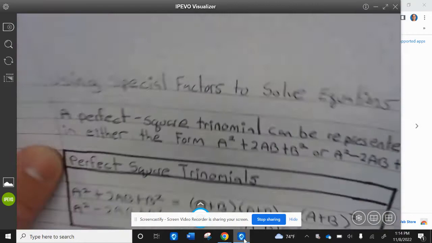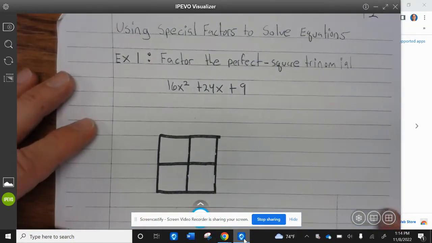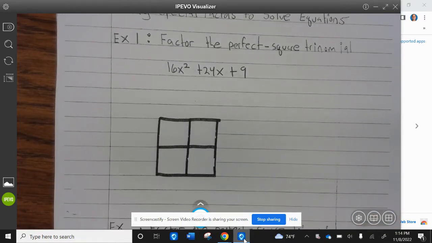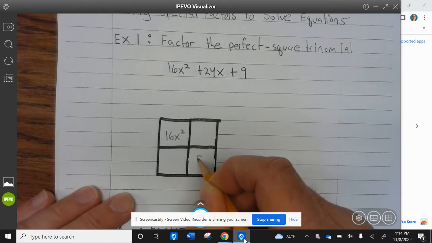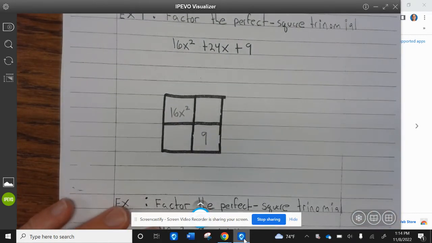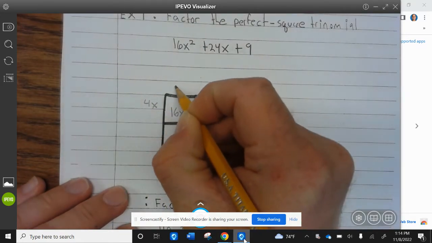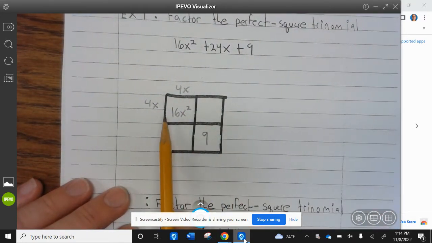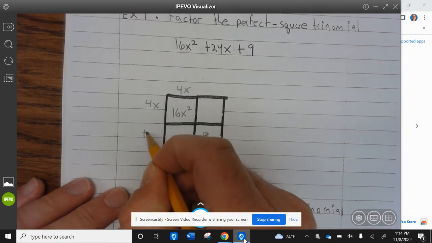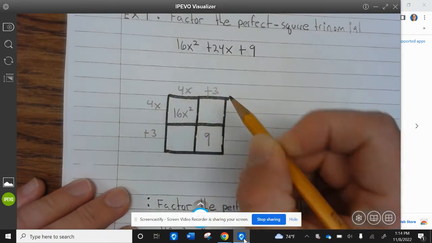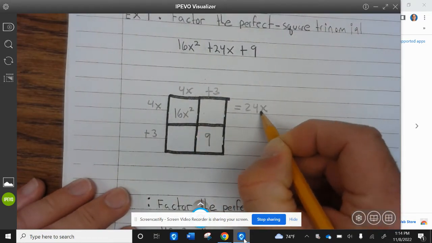All right, let's take a look at the first example. Factor the perfect square trinomial. Okay, first term, last term. Now to get 16x squared, we know that's 4x and 4x. Now to get 9, we know that's plus 3 and plus 3. And if this is correct, this and this will combine to be 24x.